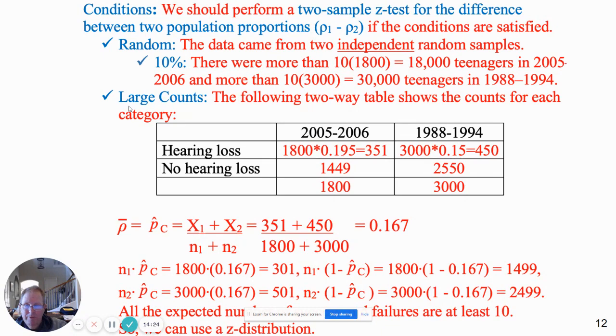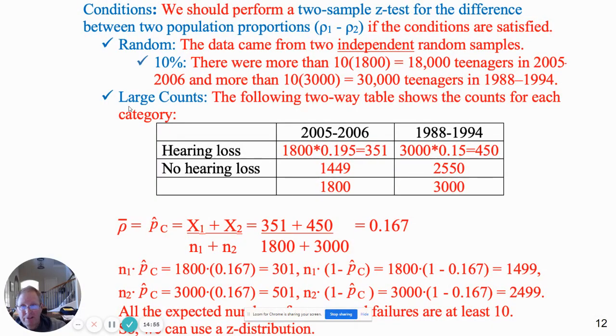So now I calculate my pooled proportion. You either can abbreviate it with p with a bar over it, or p with a lowercase c. And I give the formula there, x1 plus x2 over n1 plus n2. Then I plug in my numbers. I have the sum of the counts of successes over the sum of the sample sizes, and that gives me a pooled proportion of 0.167.